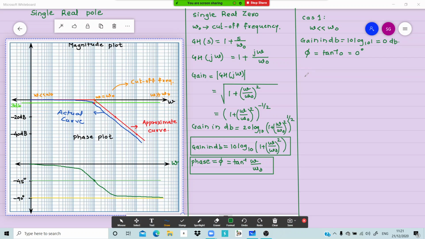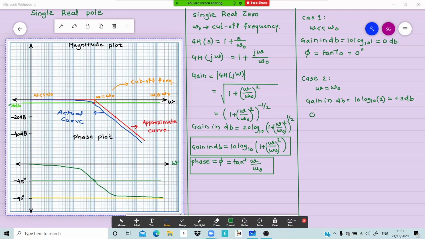Then I am talking about case 2, when omega is equal to omega naught. When they will be comparable, correct? I'll write gain in dB is equal to 10 log to the base 10. When they are equal, there will be 1 plus 1, so log of 2. So it will come out to be 3 dB now. Previously it was minus 3 dB. Here I forgot to write the minus sign, minus 3 dB. So here it will be plus 3 dB.